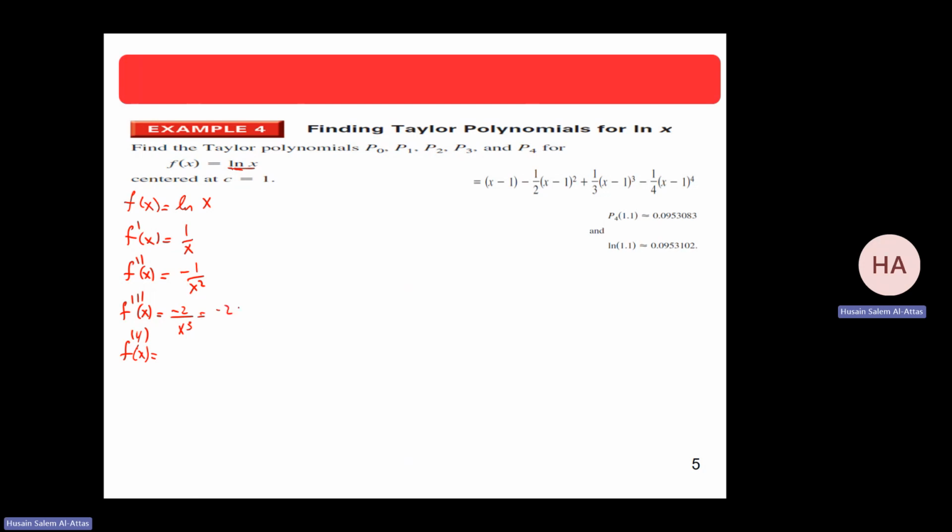This is minus 2x is minus 3. So that will be 6. x is minus 4. Okay. Now what will happen?